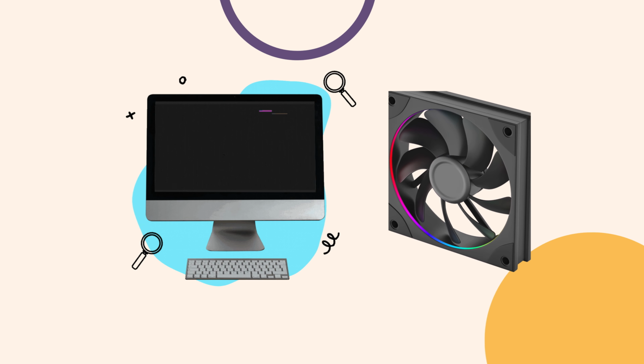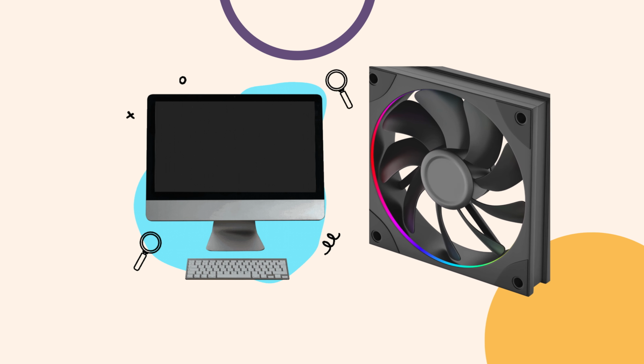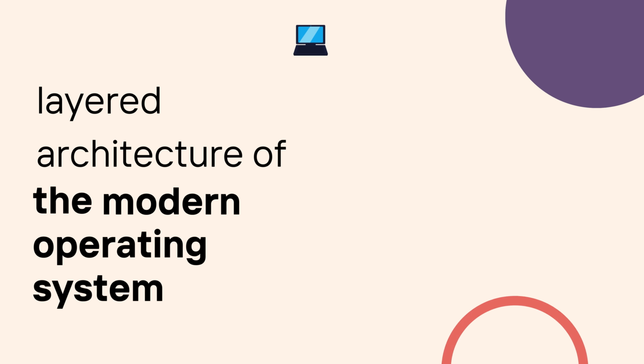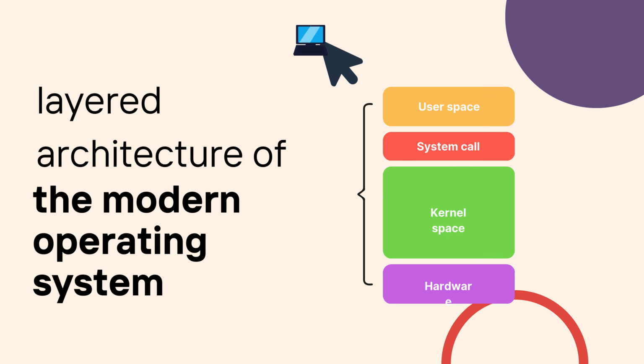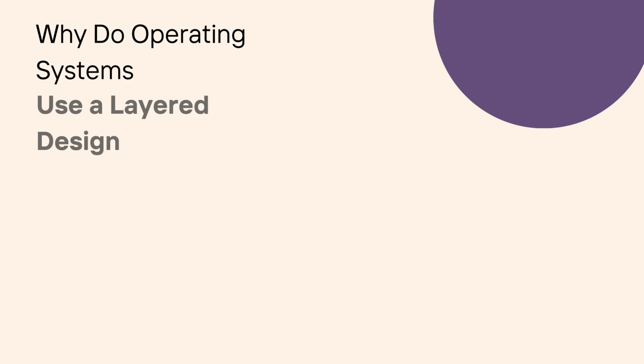The answer lies in the layered architecture of the modern operating system quietly doing its job. From the moment you click that icon, your OS goes through a tightly controlled sequence, transitioning from user space into the kernel via a system call, then using drivers to interact with the hardware. Today, let's break it all down with a single diagram to understand the full picture of how a modern operating system works. Why do operating systems use a layered design?